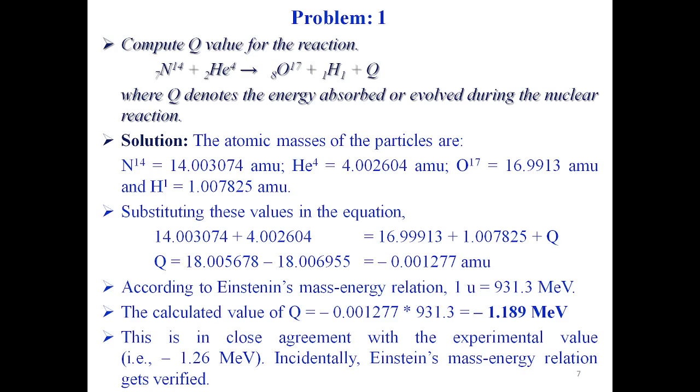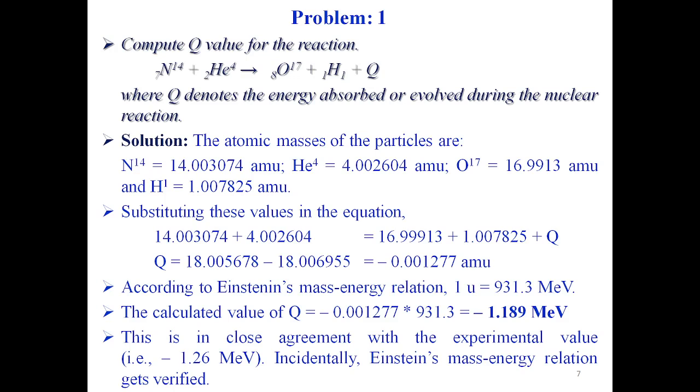The solution is, first we need to find the atomic masses of the particles. The particles are nitrogen, the target, the alpha particle, the projectile, the product nucleus oxygen, and the emitted particle, the proton. So let us find all the masses, and then we can find the mass difference, and by using Einstein's mass energy relation we can find the energy involved in the nuclear reaction.